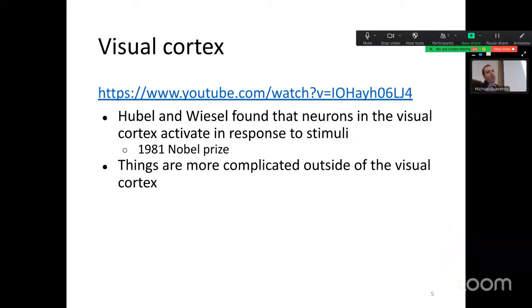What we do know is that the visual cortex, the part of the brain that's responsible for visual perception, does appear to work that way. That's the work of Hubel and Wiesel. I believe Wiesel is actually from Windsor, so also a Canadian connection. And what they found is that if you show cats pictures, you can actually identify the neurons that are responsible for particular patterns in pictures.